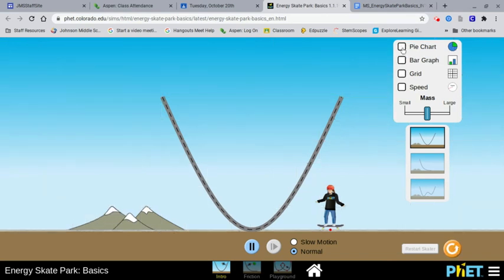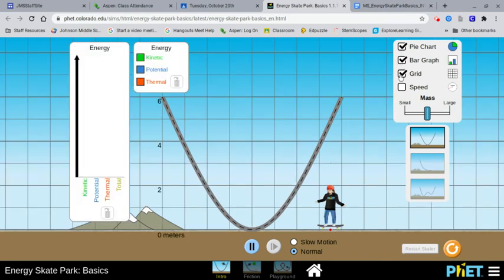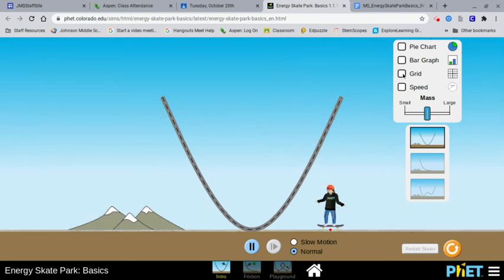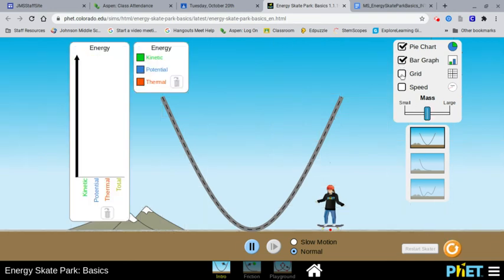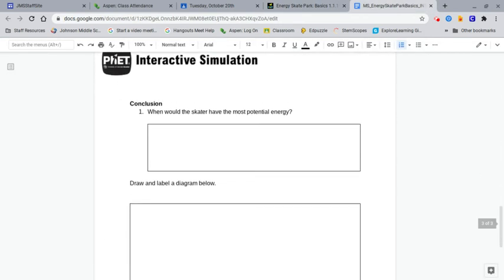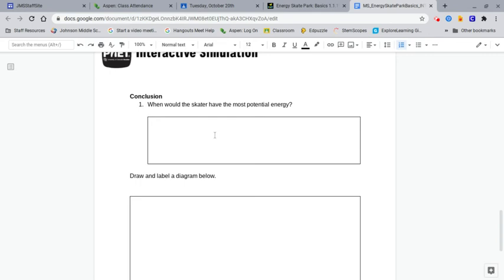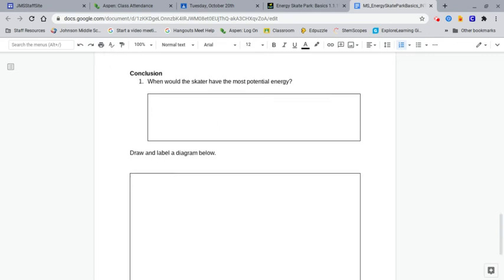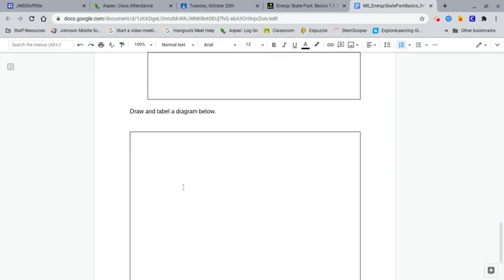All right. So the medium is the default. You're going to set it to small and then to large. And then when you reset it, make sure you reset to medium. And of course, it's only going to be 1 X going across. Then you're going to answer the conclusion questions. When would the skater have the most potential energy? And then draw and label the diagram below.